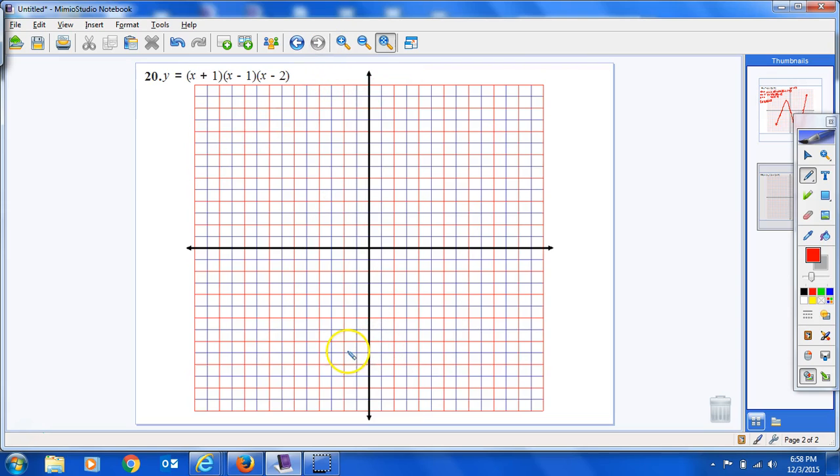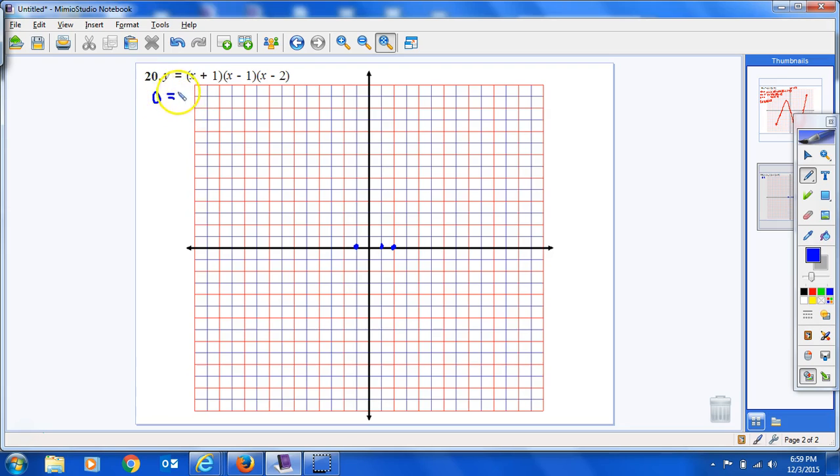All right, so let's just try one more. This is number 20, and same instructions. We're going to plot the zeros, or the x-intercepts. We have negative 1, positive 1, and positive 2. And what I'm going to do, just to make it easy, we know that to get a y-intercept, that's another point on our graph, we always let x be 0. To get an x-intercept, we let y be 0. To get a y-intercept, we let x be 0.